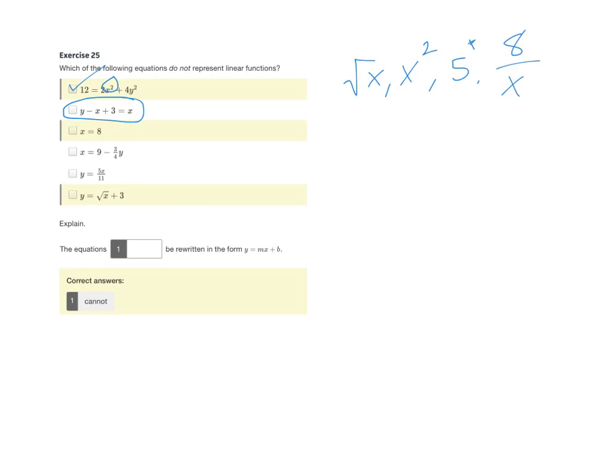8, x is equal to 8. This one is nonlinear because remember, we got to have a y. Right? We don't have a y value. x equals 9 minus 3/4 y, that's fine. Y equals 5x over 11, that's fine. Y equals the square root of x, that one is not good there. Okay?